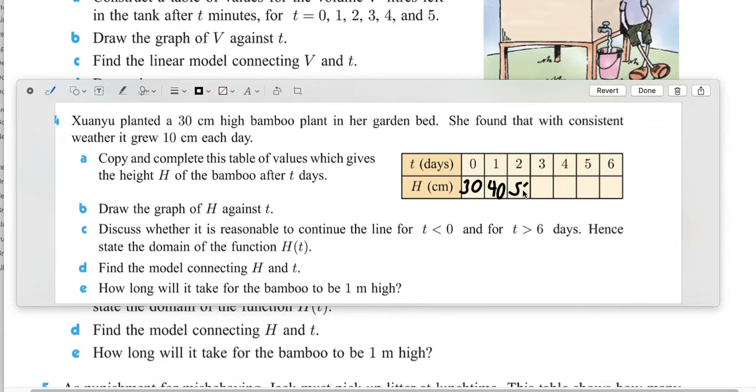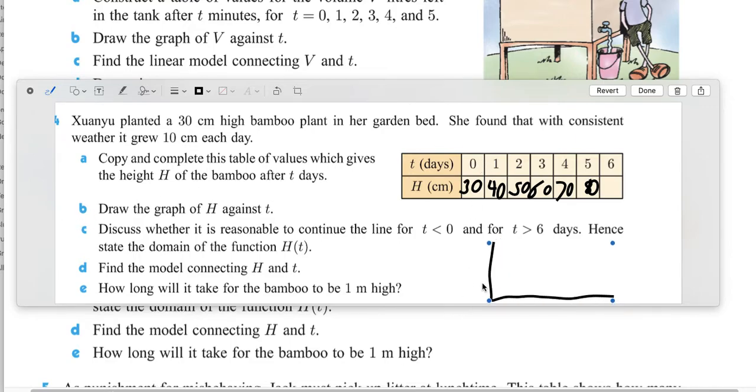Then we'd have to draw the graph of h against t. Now if you are drawing a brief sketch, don't worry so much about the dimensions, but you need to work out whether it's asking you to draw a sketch or not in the exam. So I'm going to just draw a sketch, which means it's not going to have exact measurements.